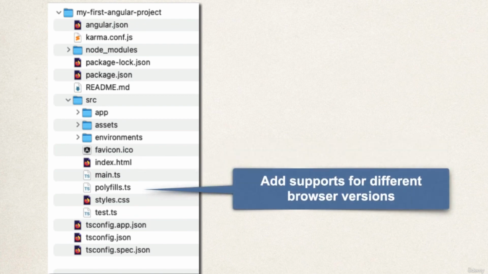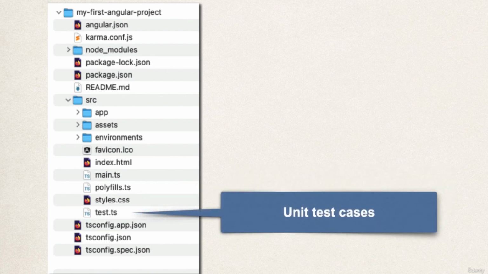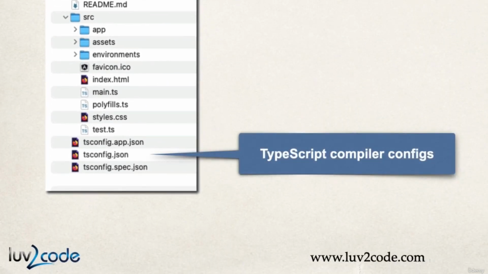There's the polyfills.ts. This adds support for different browser versions for like IE, Chrome, Firefox, Safari. There's the test.ts, basically has a collection of unit tests for the entire application. And then the tsconfig files. These are the TypeScript compiler config files.